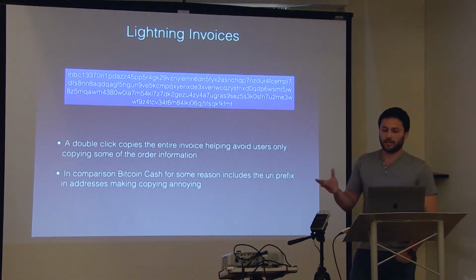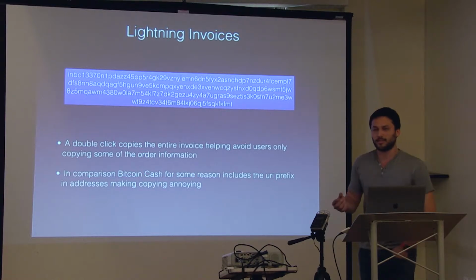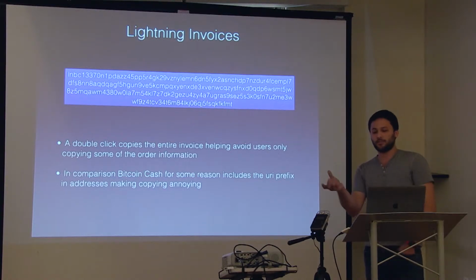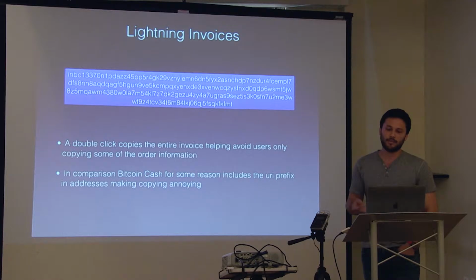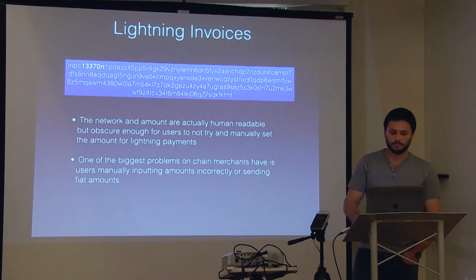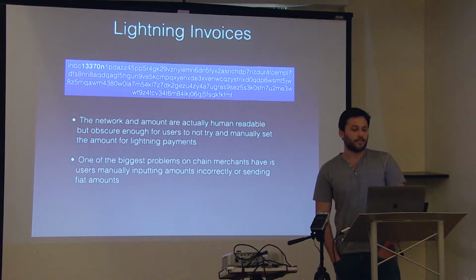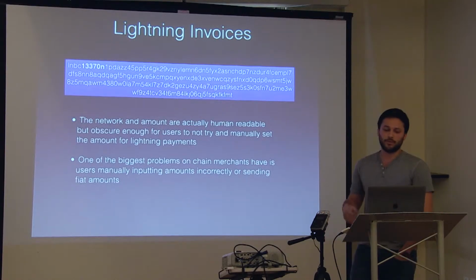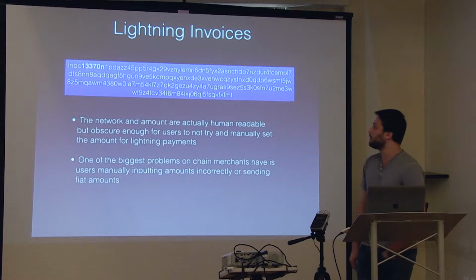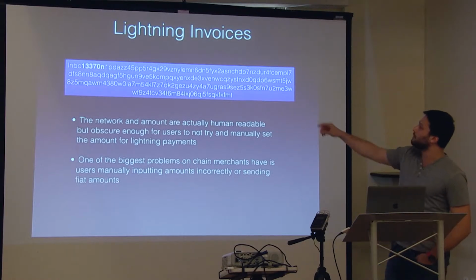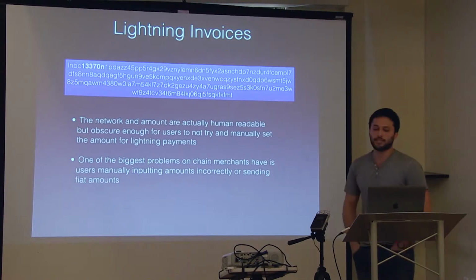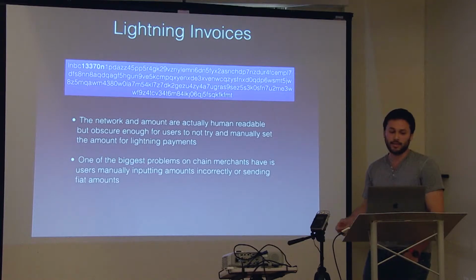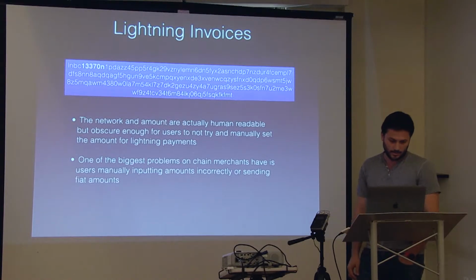In comparison to Bitcoin Cash, they somehow for some reason use the prefix for the URI in their address format, so you can only copy the second half. But I guess wallets also support just that partial format. If many people here don't know, the network and amount are actually human readable. You can see that in the beginning of the invoice. I think in Bitcoin's case it's BC, Litecoin would be LTC, and so on.